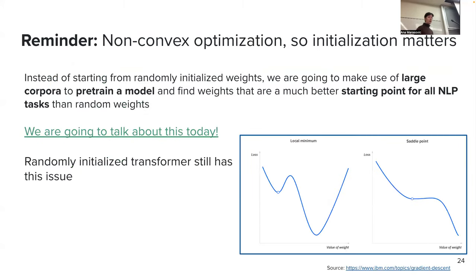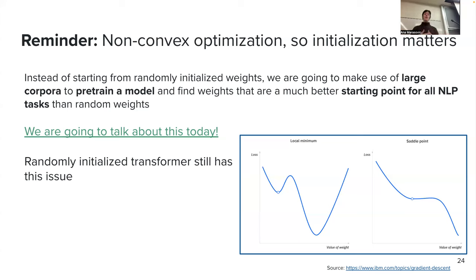And then I talked about how we are dealing with non-convex optimization, meaning that our loss function is not a convex function with respect to our parameters, which means that our initialization matters. Where we start is going to matter. If we start here, we are going to end up here. If we start over here, we will end up here. So it matters. And what we are going to talk about today is that the transformer itself didn't fix this for us. If we randomly initialize its weights, it can still suffer from poor initialization, and we end up in a bad spot.